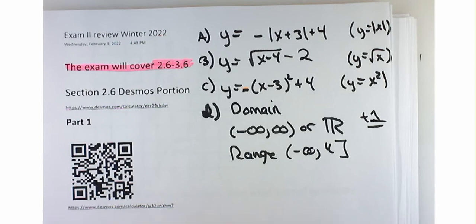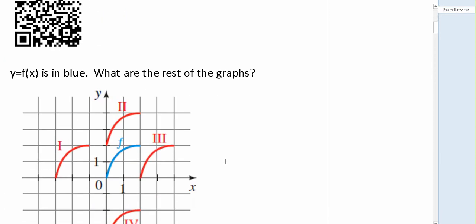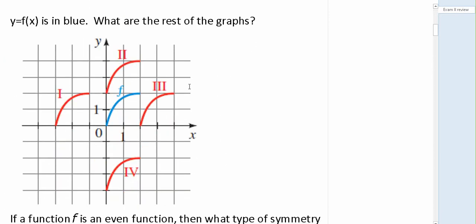Let's try some more here. So let's scroll down in here. So we've got some graphs here. We're trying to find what are the equations of these graphs based on the graph of f. Now f is here in blue. Let's see if we can figure out some of these other ones. Now for the first one, that graph's been shifted to the left by 3.